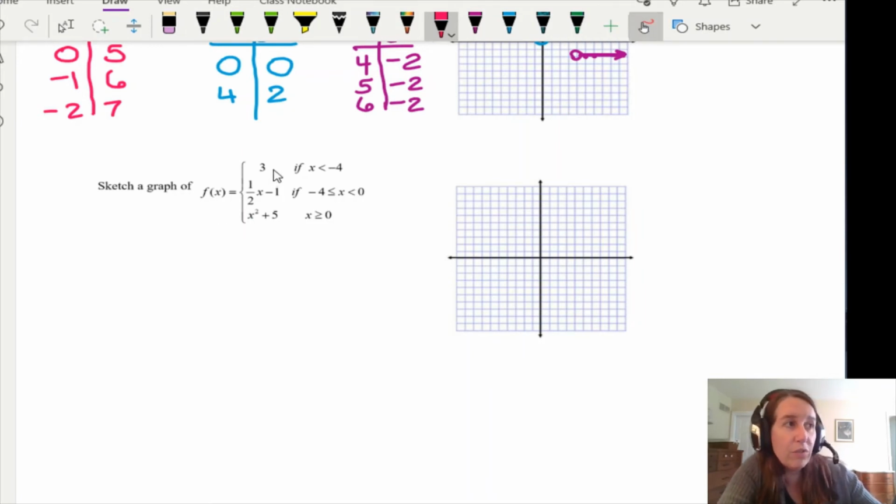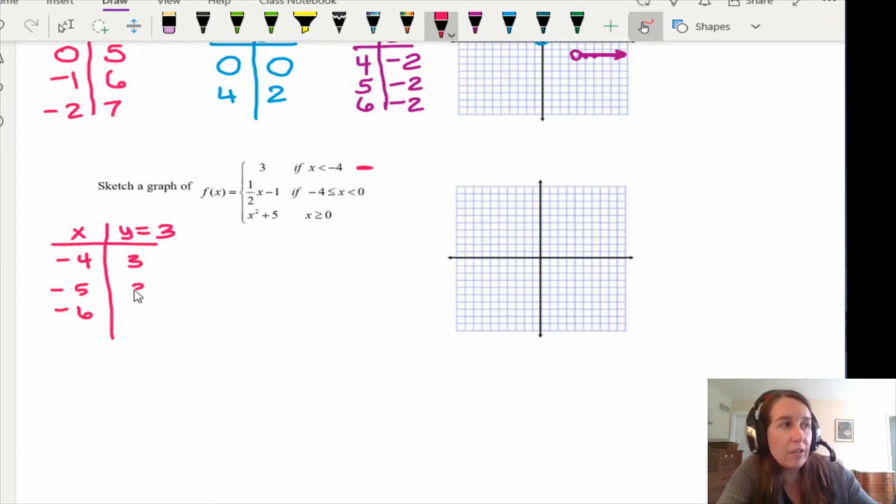Okay, well, hopefully you did this problem and were successful. We will still just quickly go through it together. So here's x, y is equal to 3, and we have to go from -4, and then x is less than -4, so -5, -6, and then y is always 3. So our points are here at -4, 3, and here and here. It's just a horizontal line this way.